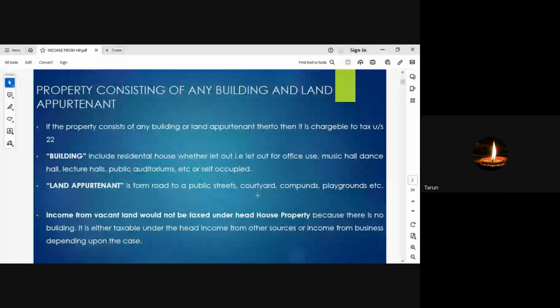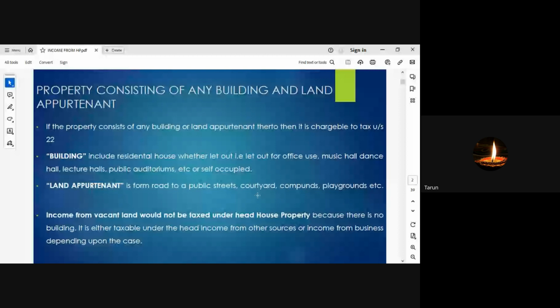Building includes any residential home or house, whether I am living there or own it for any of the purposes, residential or commercial, or any legal transactions.